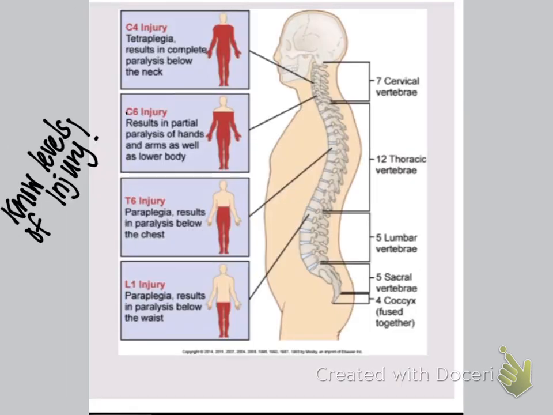Know your levels of injury. I've got this great picture here that shows you the different levels of injury. I would know these. We already talked about C4, C6, T6, and definitely L1 can be paraplegia. So I would be familiar with all your levels of injury.